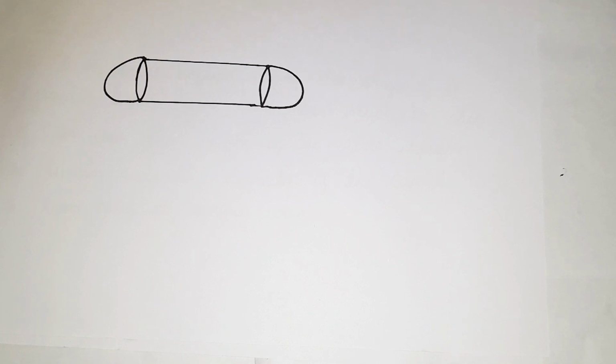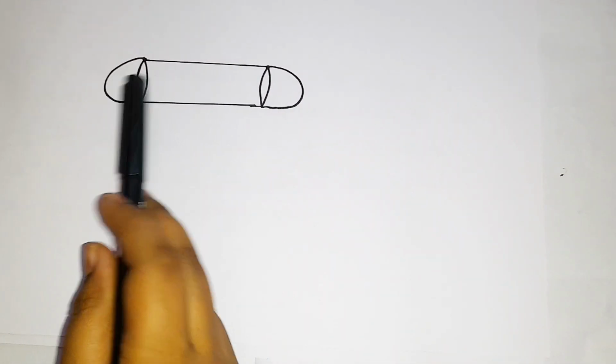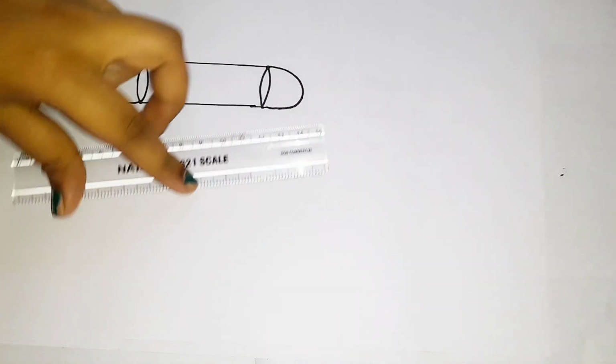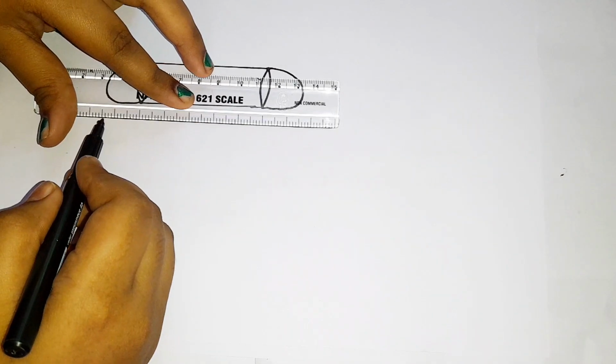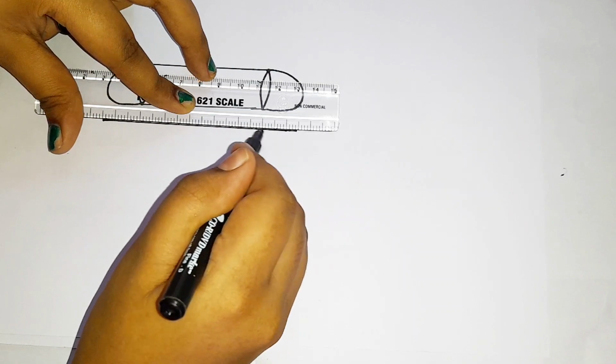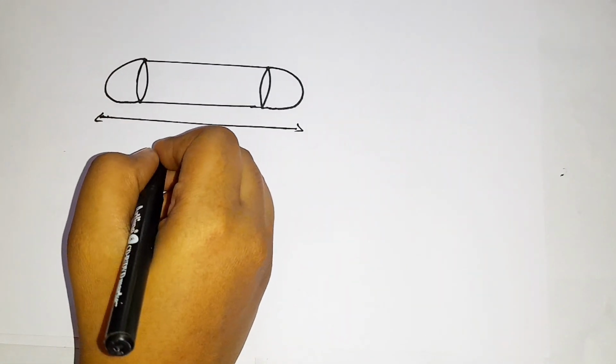Now let us draw a rough figure of the capsule. So this is the rough figure of the capsule. This is the capsule's cylinder and these are the two hemispheres. What is the length of the capsule? The complete length is this, and it is 14 mm.